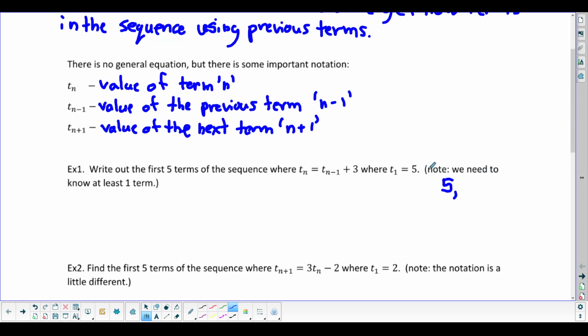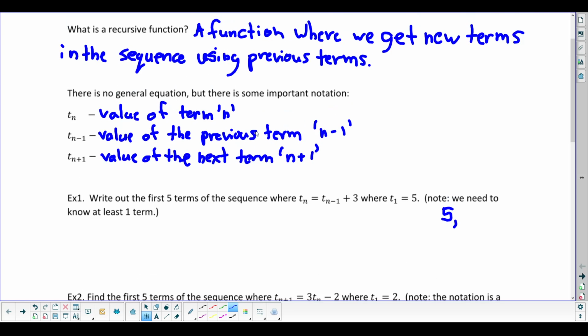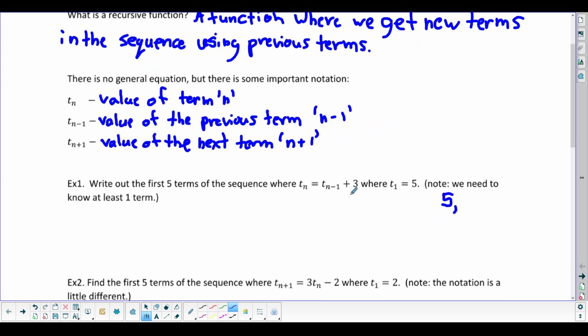It says, note, we need to know at least one term. So we always need to know one term in order to find the next terms, right? Because that comes back to our definition, where to get new terms, we have to use previous terms. So let's see how we can get more terms.